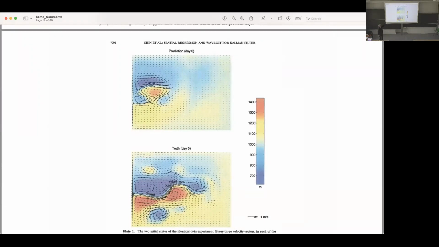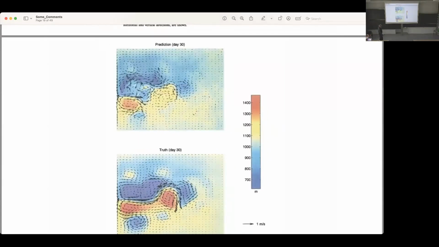So this is the truth field for the day that we want to do the twin experiment for. And on the top panel is the prediction at day 0. So we're taking a field that is really different, not just a little different, it's really different. So this is a hard test. We could have done an easier test. So this is a hard day, a harder test.